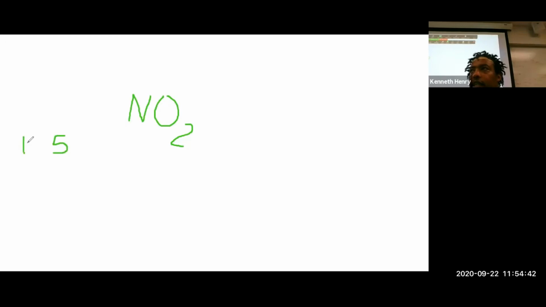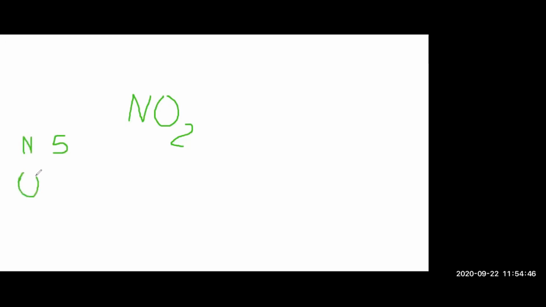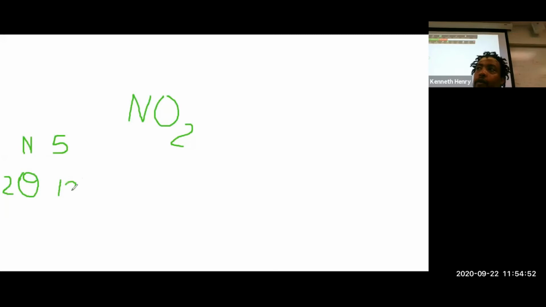How many does each of the oxygen have? 6. So we have 2 oxygens. 12. So altogether we have 12. So that's 17. Now, anytime that you end up with an odd number, that means that you're not going to end up with a total of the octet rule. You're not going to be able to complete the octet rule.